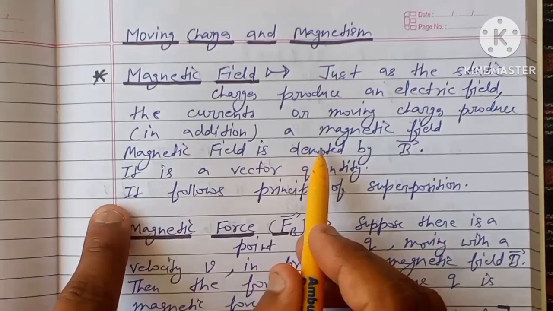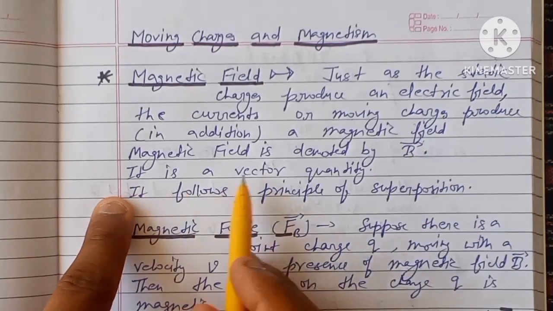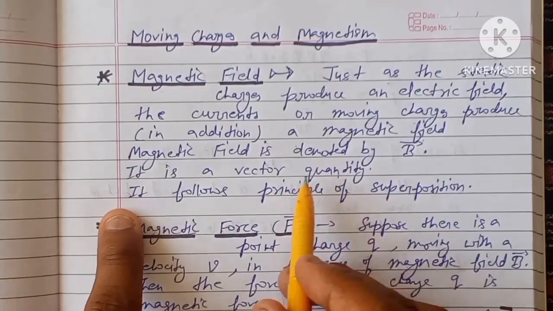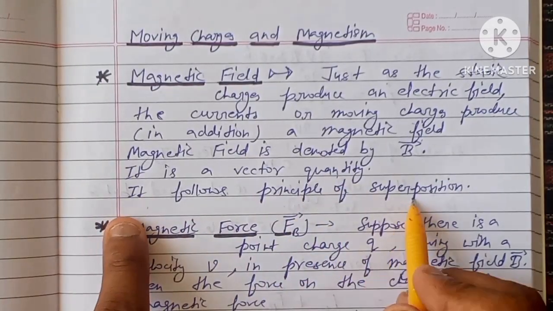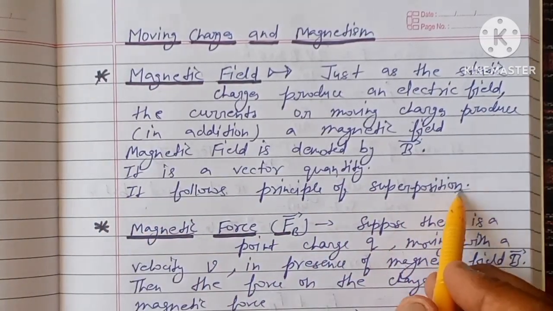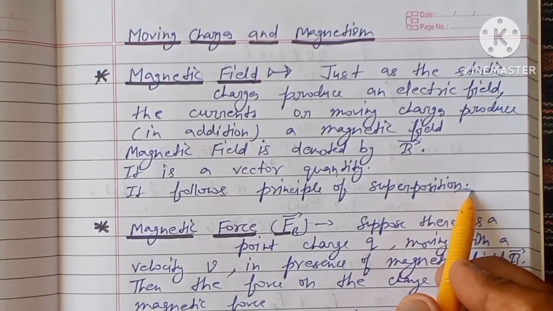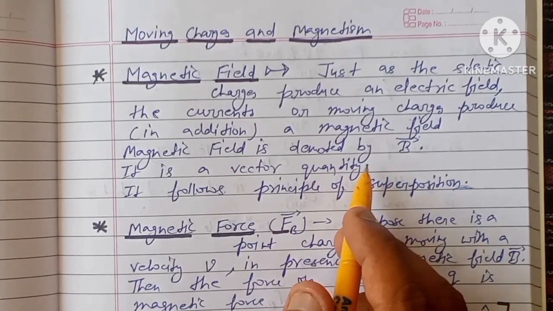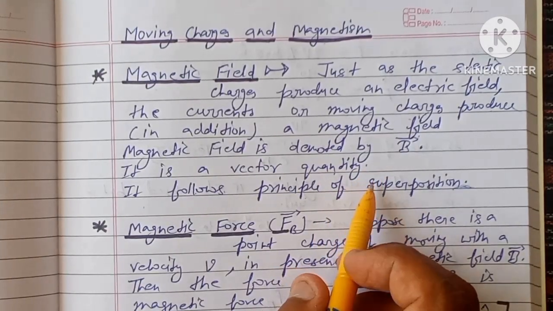The magnetic field is denoted by B vector. It is a vector quantity, very important. Same as the electric field, it follows the principle of superposition. This superposition principle we have already discussed in our first chapter. So these are the basic things which you have to keep in your mind for the magnetic field.